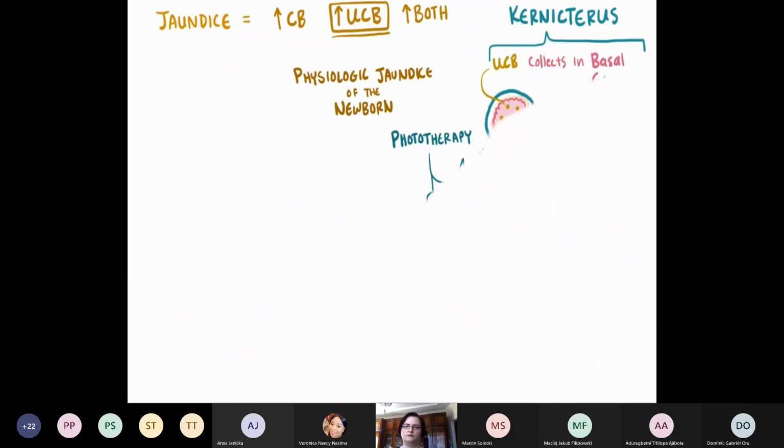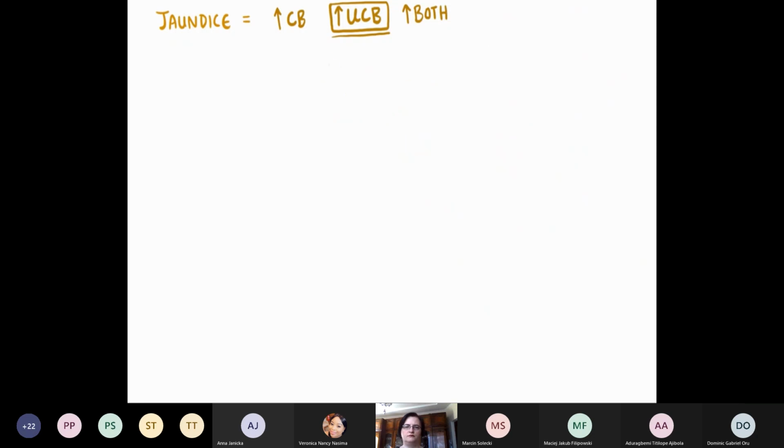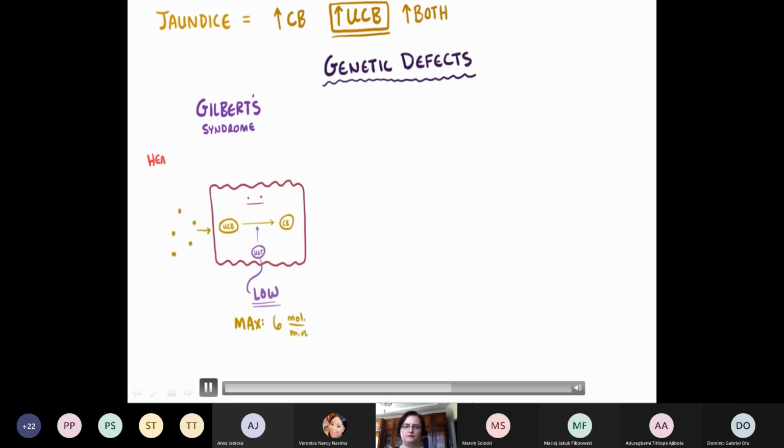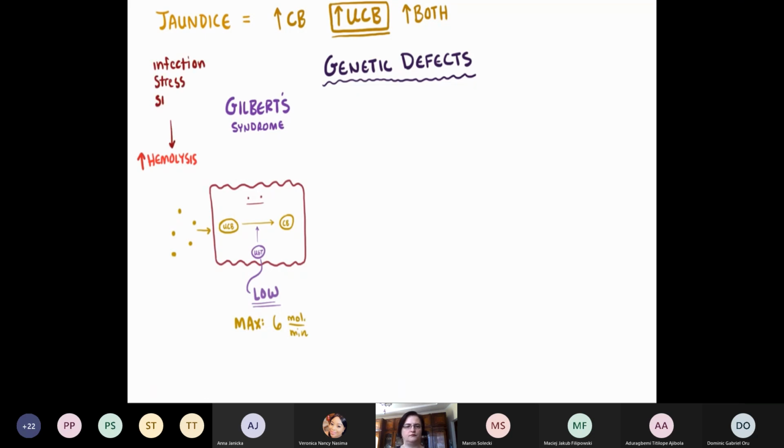Another potential case where not enough unconjugated bilirubin can be conjugated is through hereditary defects. One case is called Gilbert's syndrome, where the UGT enzyme activity is low and has a hard time cranking up when needed. So maybe this liver cell can only pump through a max of 6 molecules per minute. Unfortunately, if something comes along that increases hemolysis, like infection, stress, or starvation even, the unconjugated bilirubin load will increase, which can easily overwhelm these hepatocytes, cause buildup of unconjugated bilirubin in the blood, and lead to jaundice.